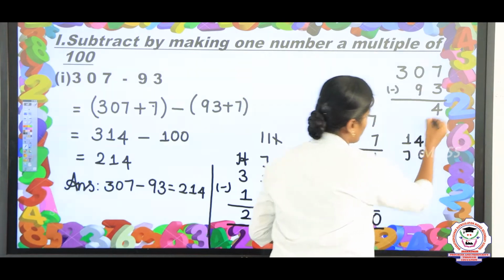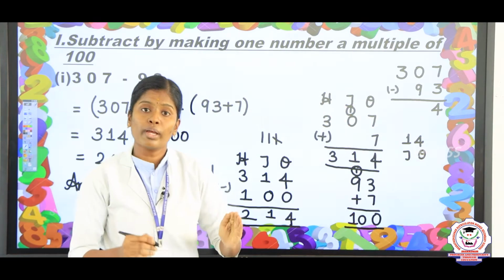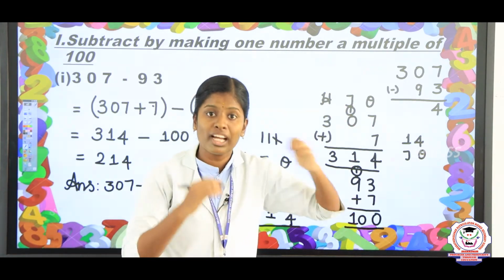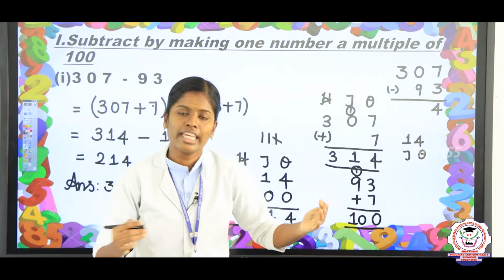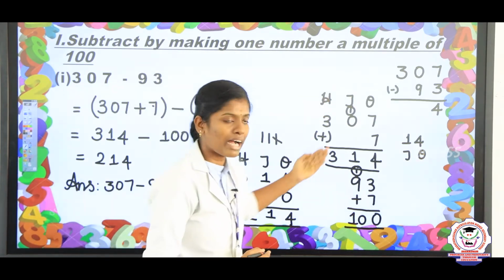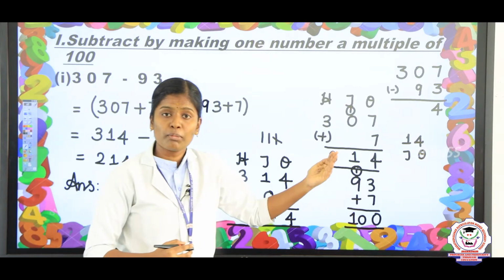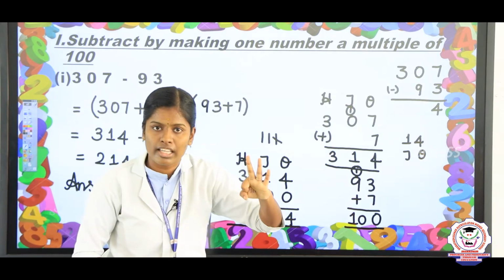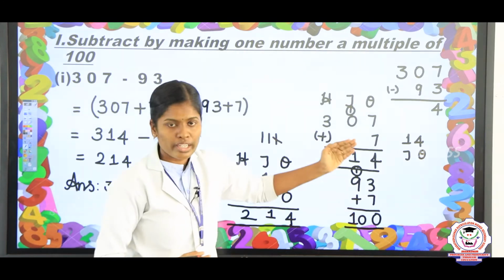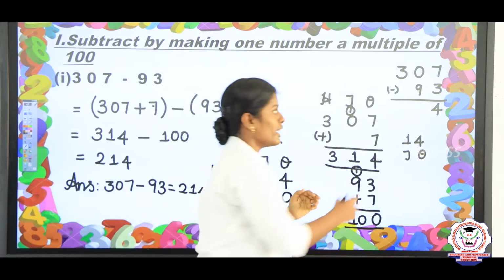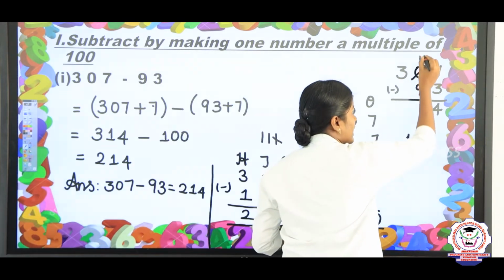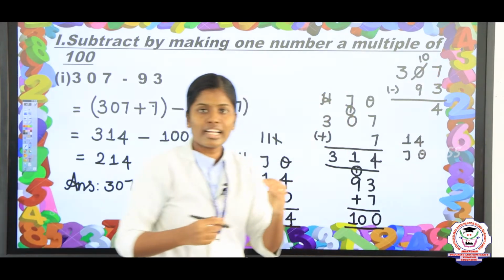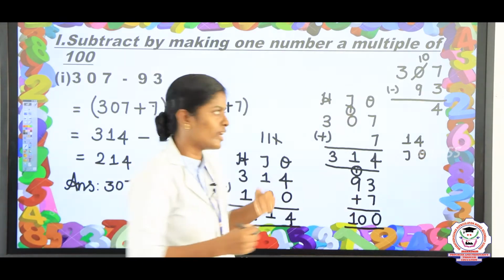Next, 0 minus 9 is not possible. Why? Because 0 is the smallest number and 9 is the greatest number. Here we are going to borrow from the hundreds place value. The hundreds place value is 300 and there is 0 tens. The 0 tens will change into 10 tens, and the 300 will change into 200.